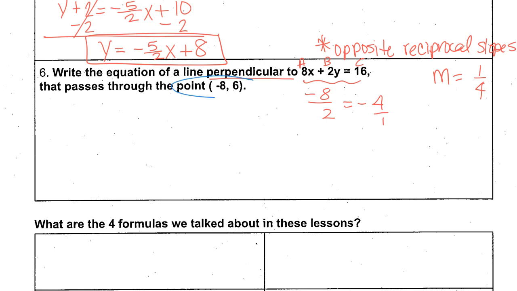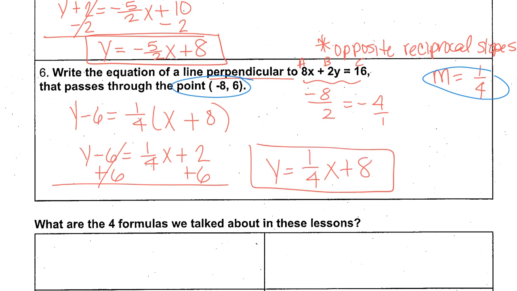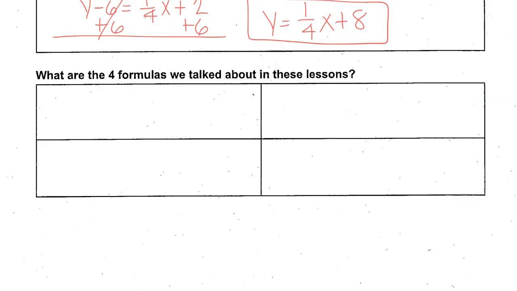So now I have a point and a slope of the new equation. I can use point slope. And I get y equals 1/4 x plus 8. And real quick, I'm just going to write the 4 formulas that we talked about throughout these lessons.